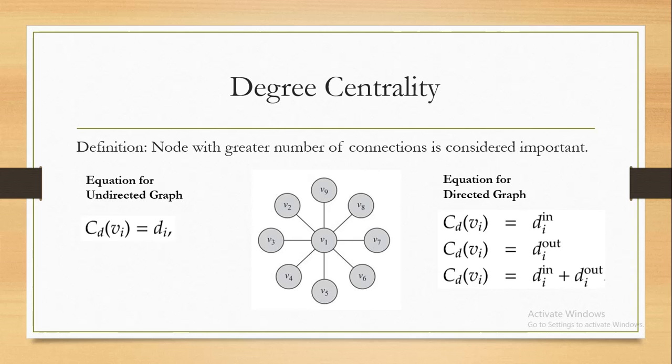Second, we have equations for a directed graph. First is CD of Vi equals di in, that is the number of incoming edges. Then CD of Vi equals di out, that is the number of outgoing edges. And finally, the combined degree is di in plus di out.